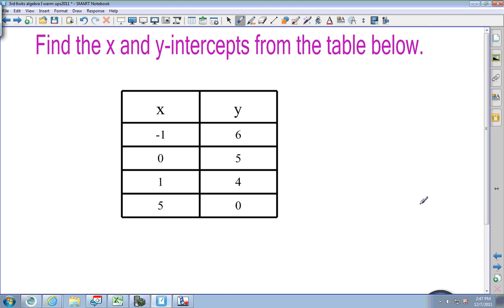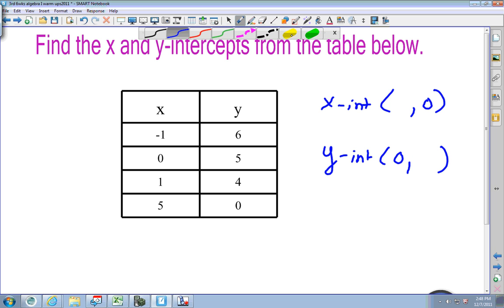The next one, it says to find the x and y intercepts from the table below. Well, looking at this table, I can find my intercepts right away. First off, you need to remember that an x-intercept is when the y number is 0, and the y-intercept is 0 and a number. Well, look in your table here. Here's my y-intercept, so I have 0, 5. My x-intercept, right here, 5, 0.